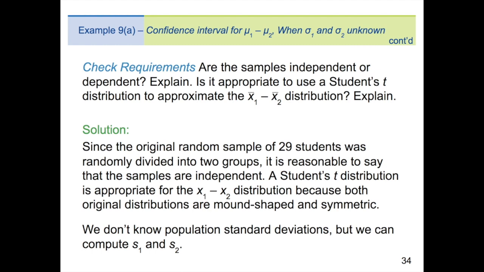Explain. Since the original random sample of 29 students was randomly divided into two groups, it is reasonable to say that the samples are independent. A Student's t-distribution is appropriate because both original distributions are mound-shaped and symmetric. We don't know the population standard deviations, but we can compute s sub 1 and s sub 2.